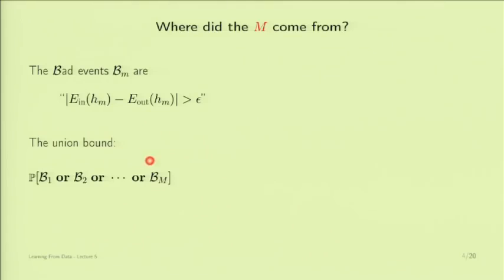Why is that? Because your learning algorithm is free to pick whichever hypothesis it wants based on the examples. So if you tell me that the probability of any of those being bad, any of the bad events, is small, then whichever hypothesis your algorithm picks, they will be okay. And I want that guarantee to be there, okay? So let's try to understand the probability of B1 or B2 or Bm.